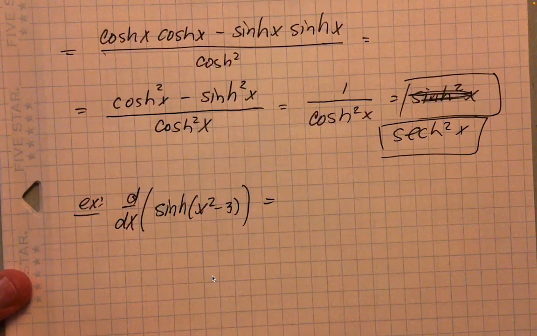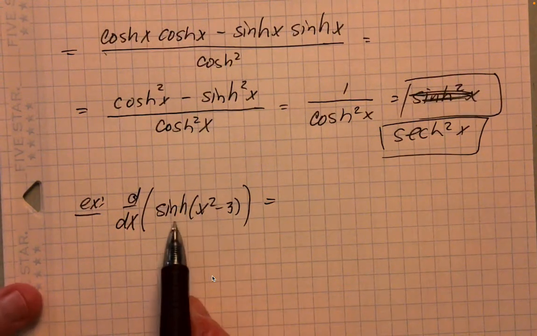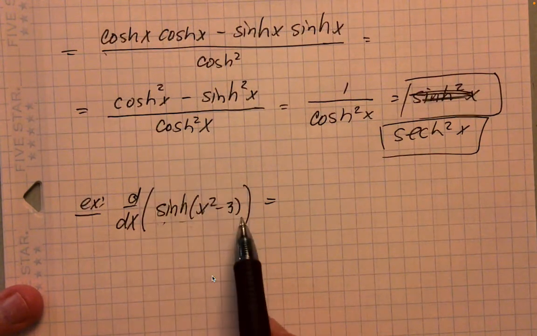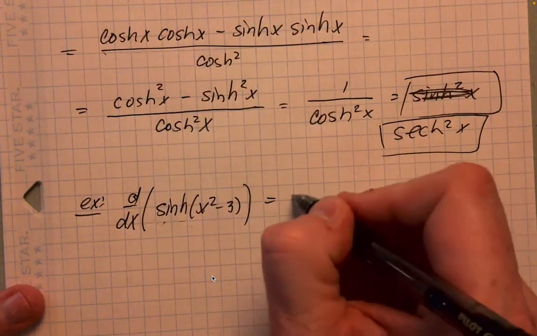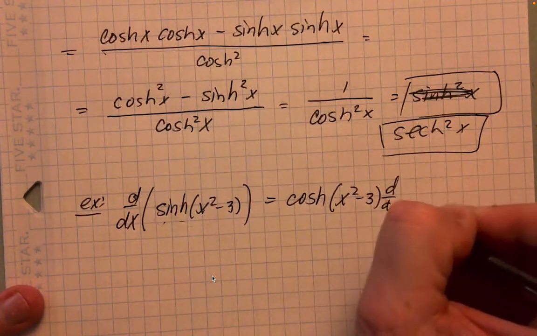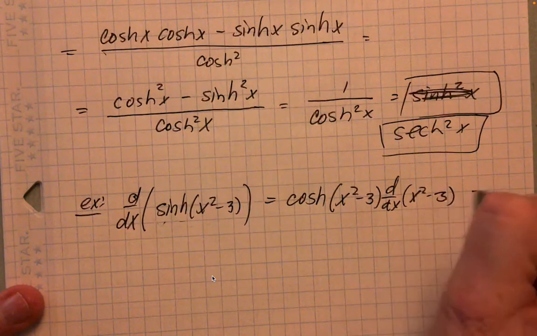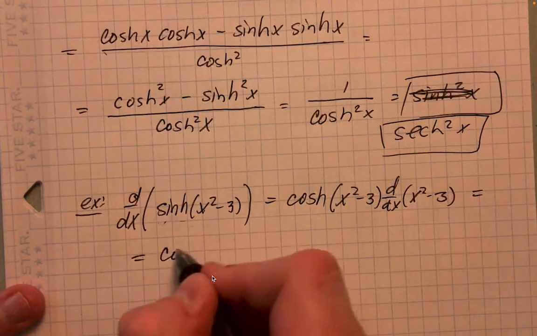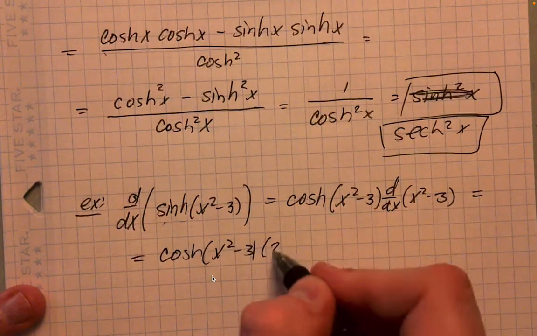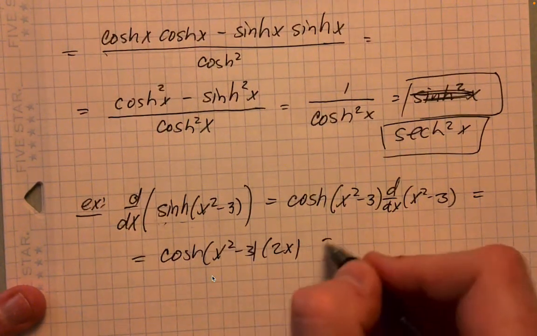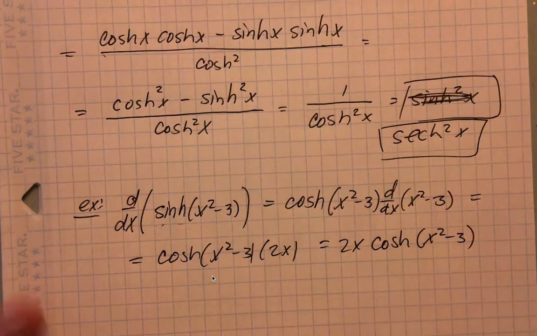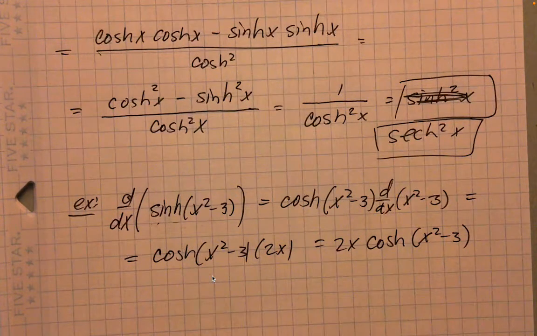Right, so in this case, you'd want to use the chain rule. You'd have to differentiate the outside, which is the hyperbolic sine function, and then differentiate the inside. So this is hyperbolic cosine of x squared minus 3 times the derivative of x squared minus 3. And so you get cosh of x squared minus 3 times 2x, so 2x cosh of x squared minus 3. And so it gets you the whole thing there.